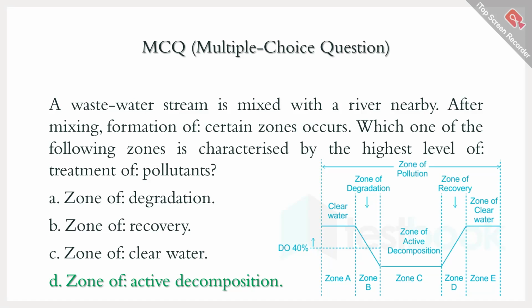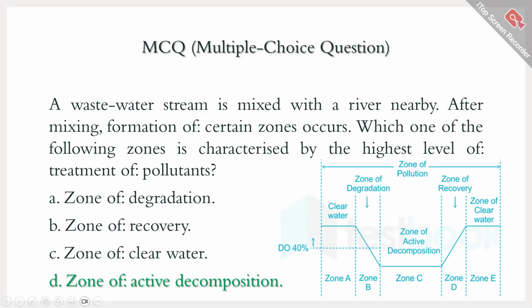Okay, and zone A, that is the clear water zone, you can consider as a kind of acclimatization zone. In this zone, microbes take some time to recognize those pollutants. After that, the degradation starts. Then after that, the active decomposition takes place. At the boundary of zone C and D, the decomposition almost gets finished. So again at zone D, the dissolved oxygen level starts to recover with the flow of the river.